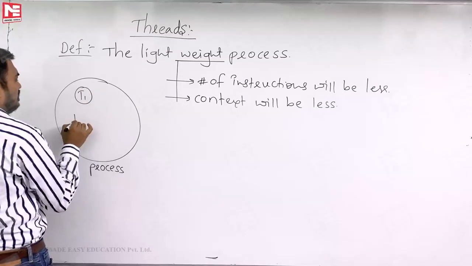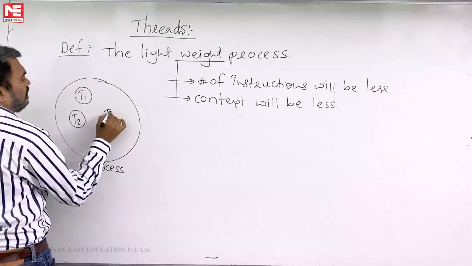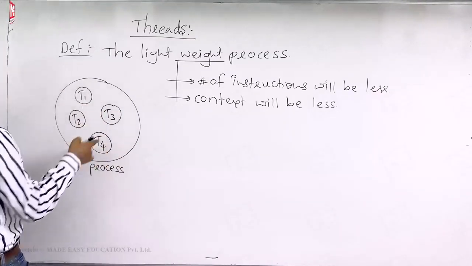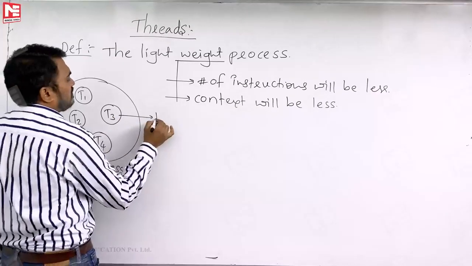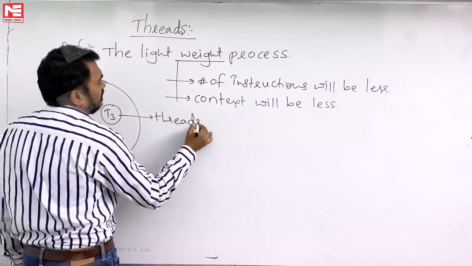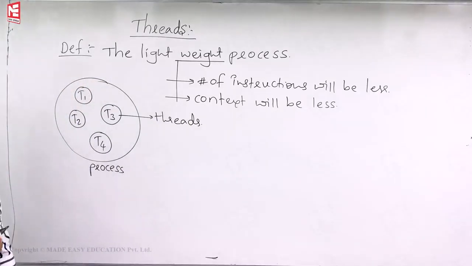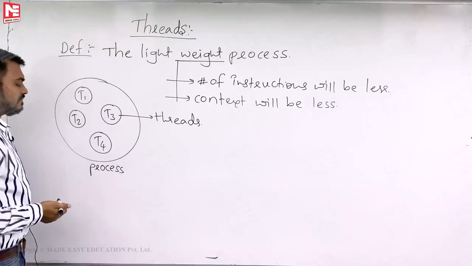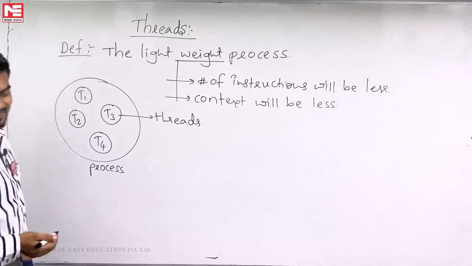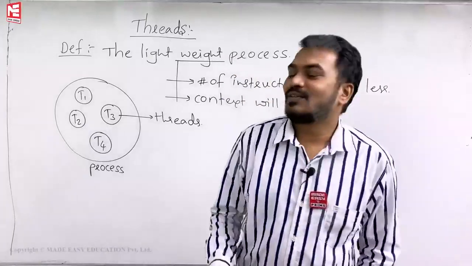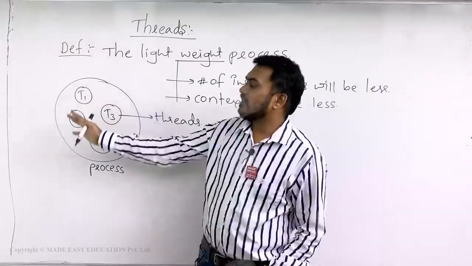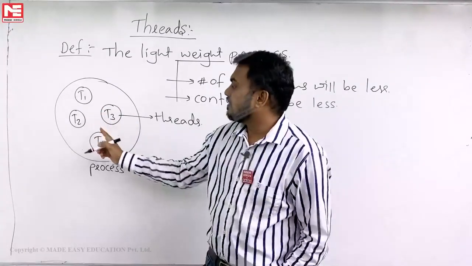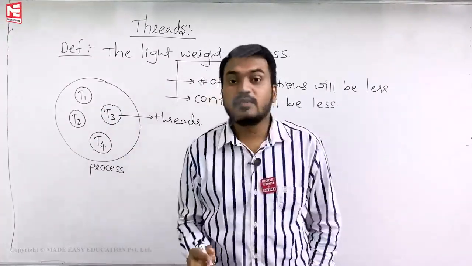Now understand here. Let's say thread 1, thread 2, thread 3 and thread 4. So it is generally divided into multiple threads like this. Is that clear for everyone? Copy it down, I see some people just watching. Now understand here. If you have a large process like this, it will be divided into multiple threads like this: thread 1, thread 2, thread 3, thread 4.